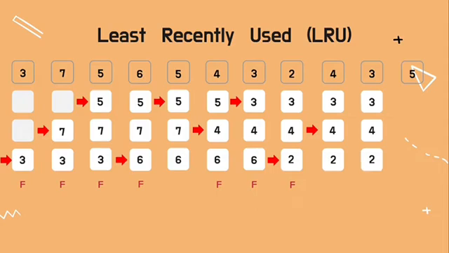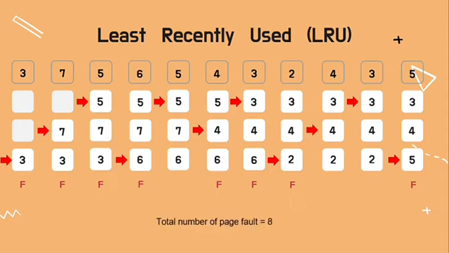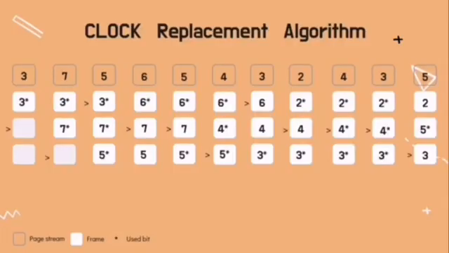The same goes for string value number 3. It will take the existed place in the frame and not replace any value in the frame since it is already in the frame memory. Lastly, for the string value number 5, it will replace number 2 since number 2 is least recently used and there is a page fault. So the total number of page faults for this LRU algorithm is 8. Now I will explain about clock replacement algorithm.